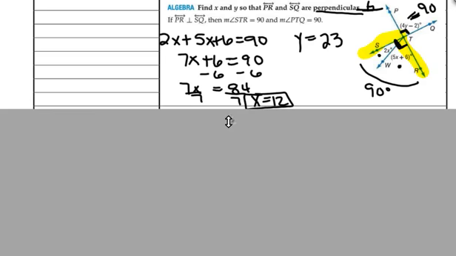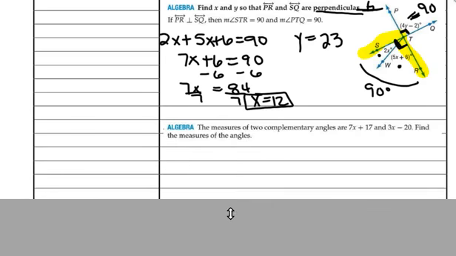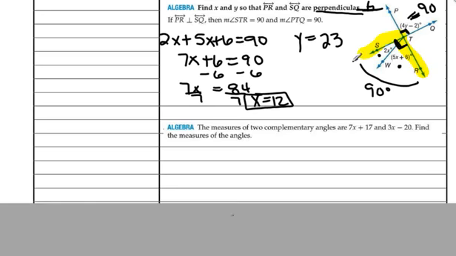Okay, the next example, go ahead and take a minute, copy this down in your notes. The measures of two complementary angles are 7x plus 17 and 3x minus 20. So what does complementary mean? Find the measures of the angles. So we've got two steps here. Find x and then substitute x back in to find out what the measures of each angle is.